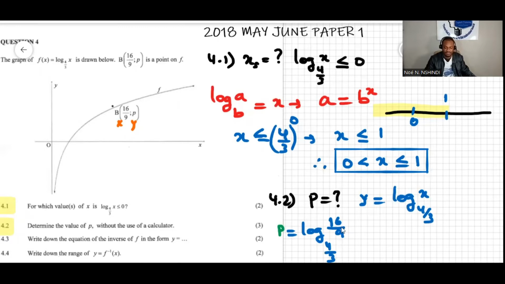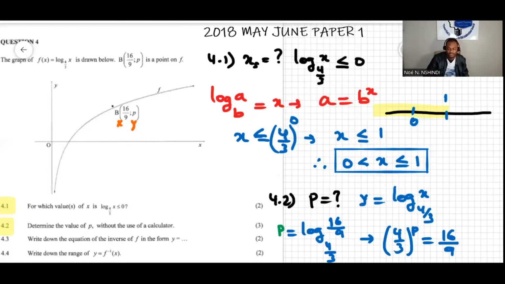According to the formula that I wrote here in red, 16/9 would be equal to 4/3 to the power of p. Let's just keep the unknown on the left. So it's 4/3 to the power of p equal to 16/9.